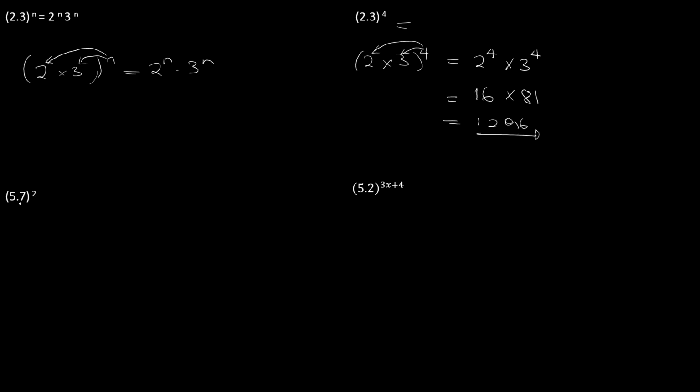So let's try this side. Now we have 5 times 7 all to the power of 2. So let's write that out: 5 times 7 all to the power of 2. We distribute the 2. Please feel free to try the examples before you see how it's solved. So we distribute the 2, we're going to have 5 to the power of 2 times 7 to the power of 2. And then we get 25 times 49.